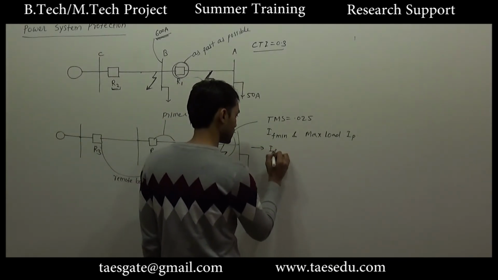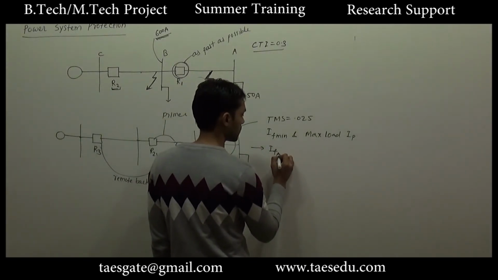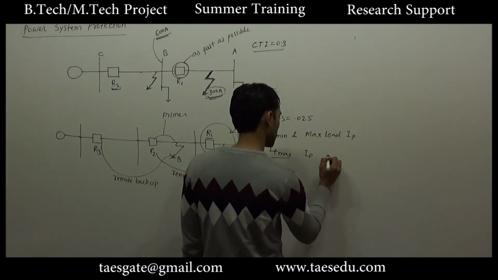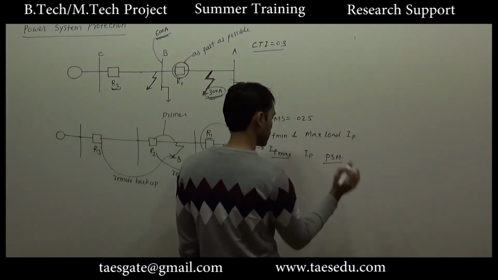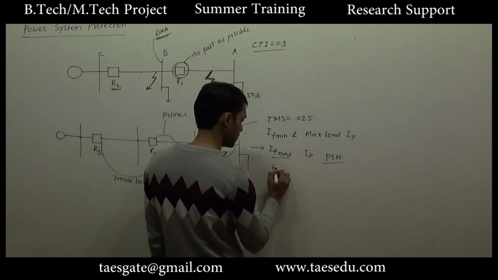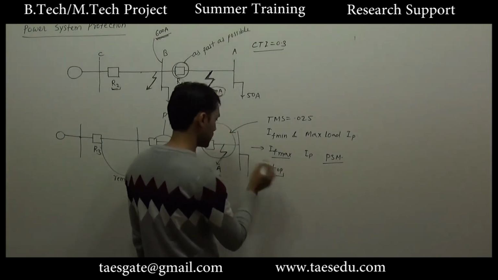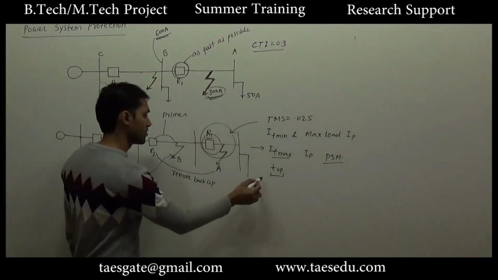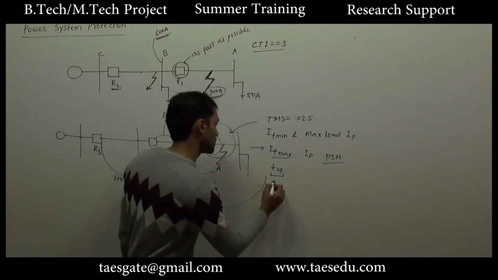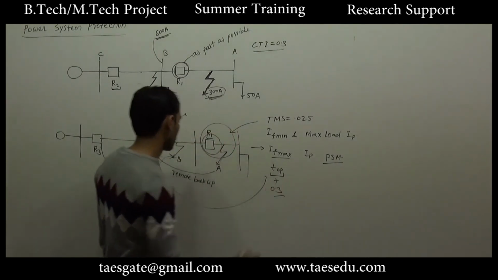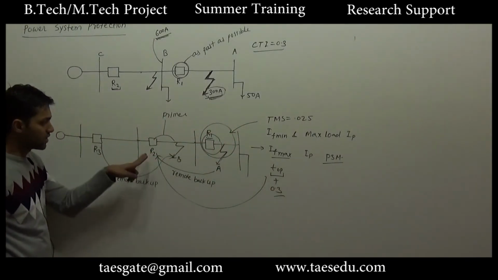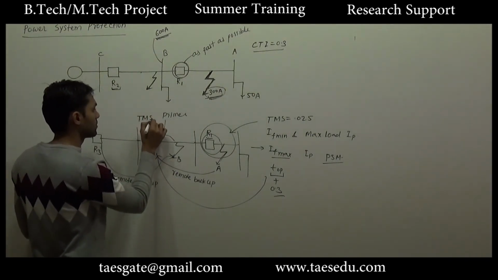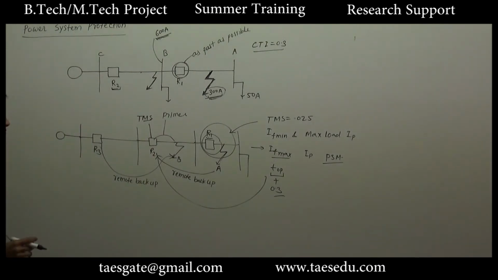Then with the help of maximum load current and pickup current, we will find the value of PSM. With the help of PSM, we will find the relay operational time. Once you have the relay operational time for primary protection, just add 0.3 for remote protection. So with this value, you will have the time multiplier setting for R2.